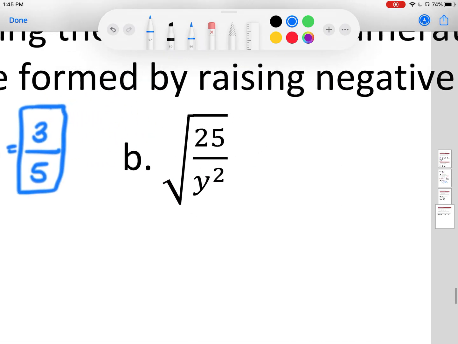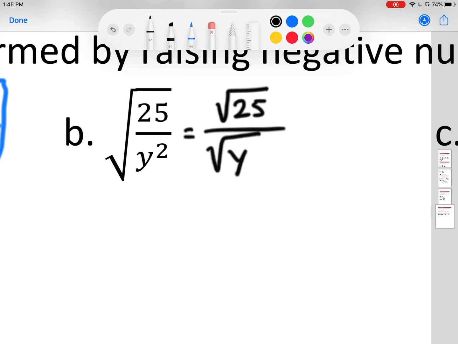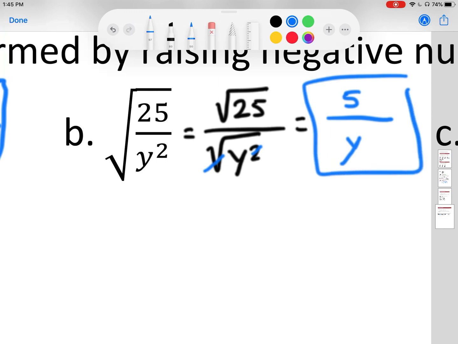Let's take a look at B. We like this one too because we can take the square root of each one separately. Square root of 25 divided by the square root of y squared. The square root of 25 is 5. The square root of y squared, well, that's just y.